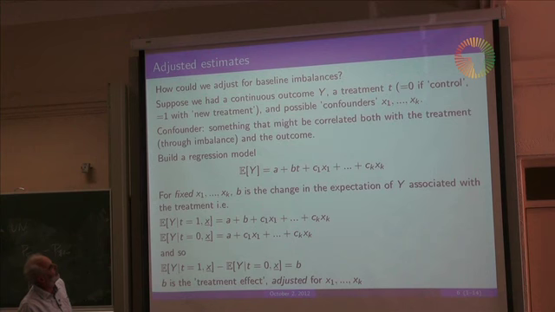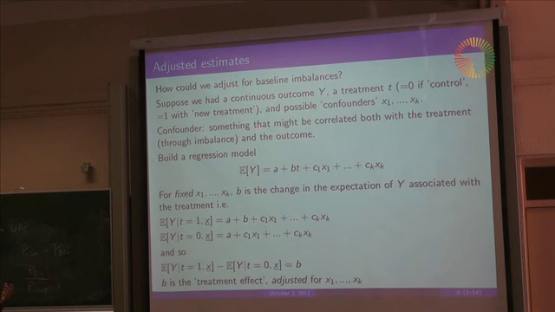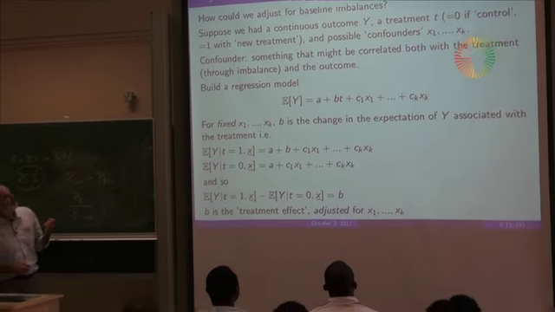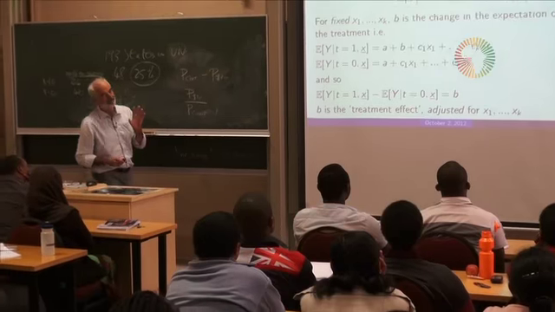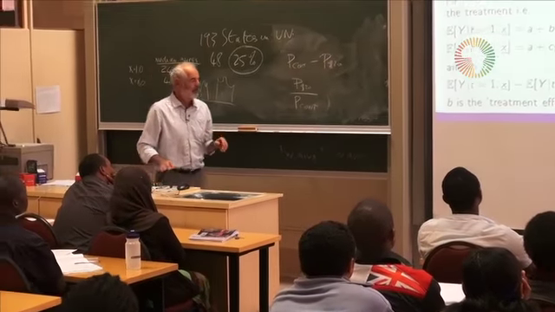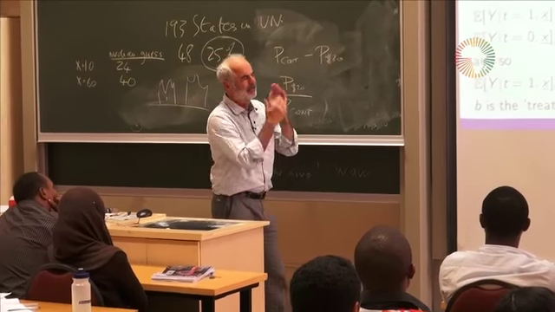And we've got some treatment: 0 if it's the control group, and 1 if it's the new treatment. So some people are getting the treatment and some not. But there are these other factors, and these are called confounders. A confounder is something that might mess up the result, because it might be correlated both with the treatment and the outcome. So in epidemiology, yes, I've been looking at this.